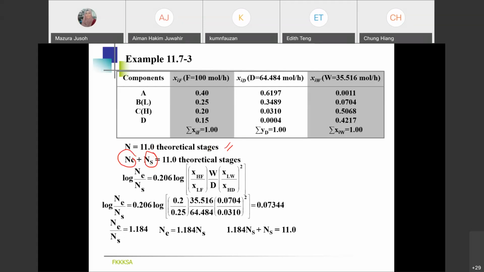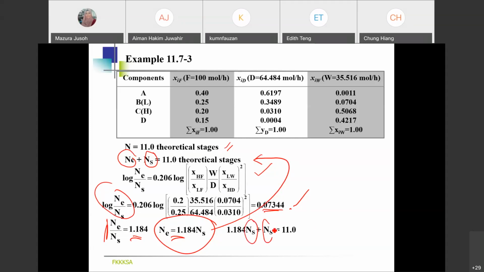And there's actually another equation, which is this. You use the equation of the log to get 0.07344. From this equation, you will finally get NE over NS as 1.14, and you get the correlation between NE and NS. Put this correlation back into that equation as a function of NS. So you will finally find NS as 5.